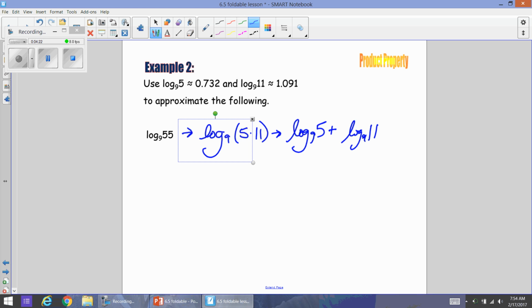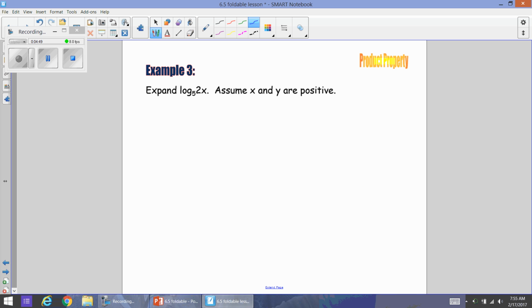But what does that really mean? Well, what it really means is that all we have to do is take the 0.732 and add it to the 1.091. And we can do this in our head or we can use the calculator to do it. But we get 1.823. All right, these are our numerical examples, and now let's do some variable examples.